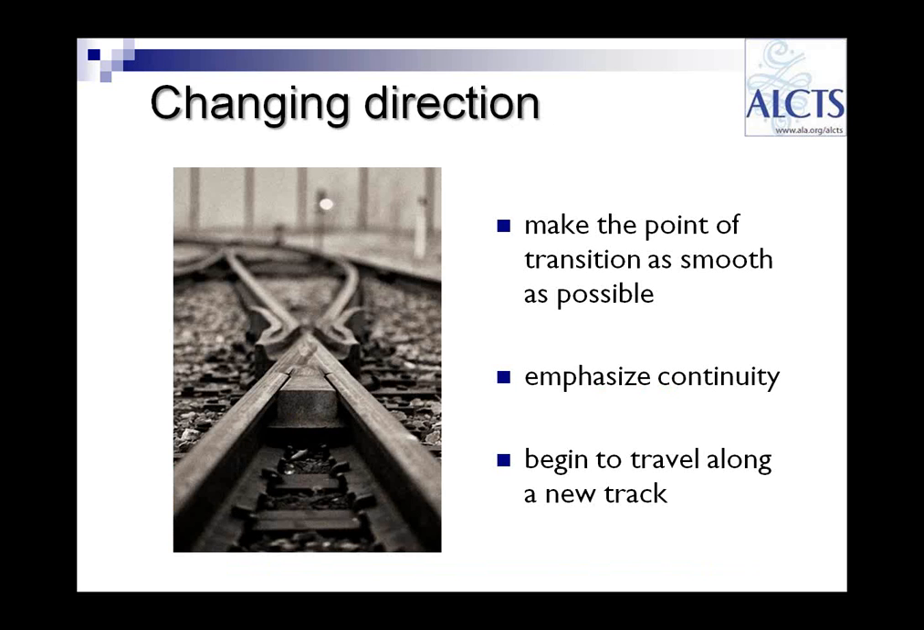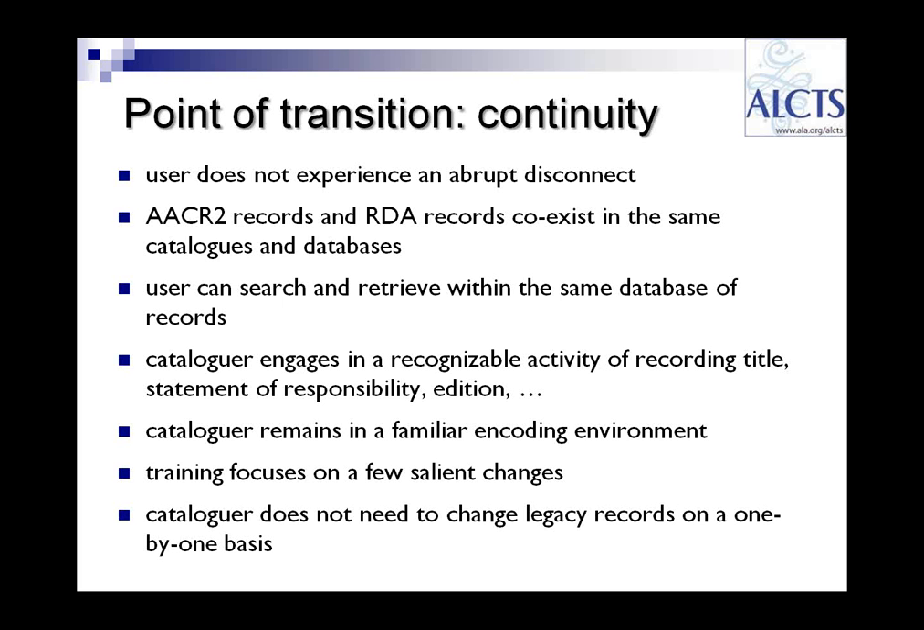And the characteristic of the switch in the train tracks is to make the point of transition as smooth as possible. And you emphasize continuity. But you also enable the ability to start traveling along a new track. So for the point of transition, that objective of continuity is extremely important. We allow our users to use one database that has both our older records and our newer records coexisting together. The user is not in a situation where they're experiencing an abrupt disconnect.